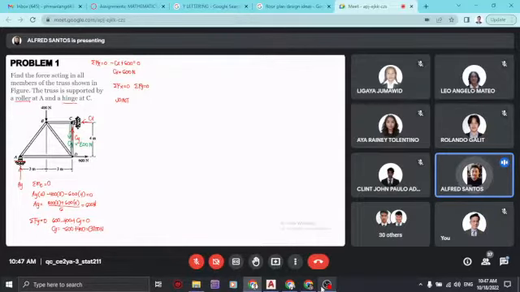Okay, so ilan yung joints natin? Apat yung joint natin. And then ilang members? 1, 2, 3, 4, 5. So 5 members.